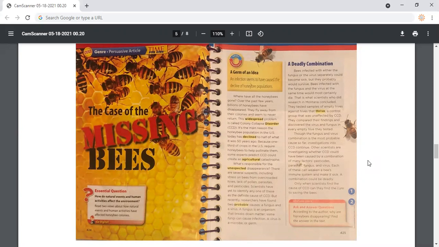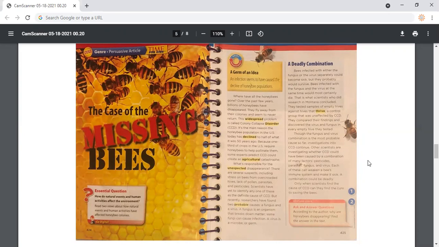So what is a persuasive article again? We said in our online Zoom session that persuasive articles try to convince readers to support an idea or a position. The authors of these persuasive articles usually state their points of view clearly, and then they support their position, or they support their opinion with facts and details.